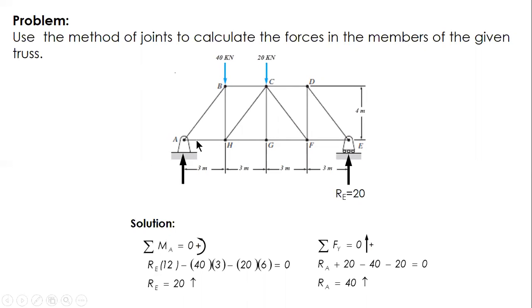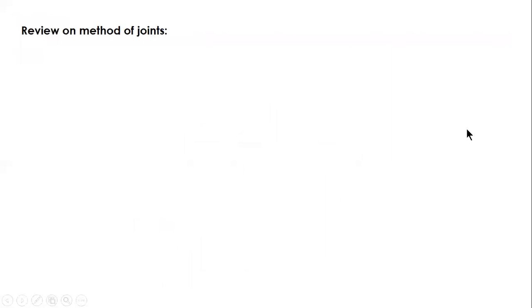When you start to analyze a truss, you should start at the joint having two members connected. So for this problem, either you will start at A or you will start at E. So I will start at A. Let us have a review first on the usual method of joints, and then I will introduce my style next time. So I will analyze joint A.